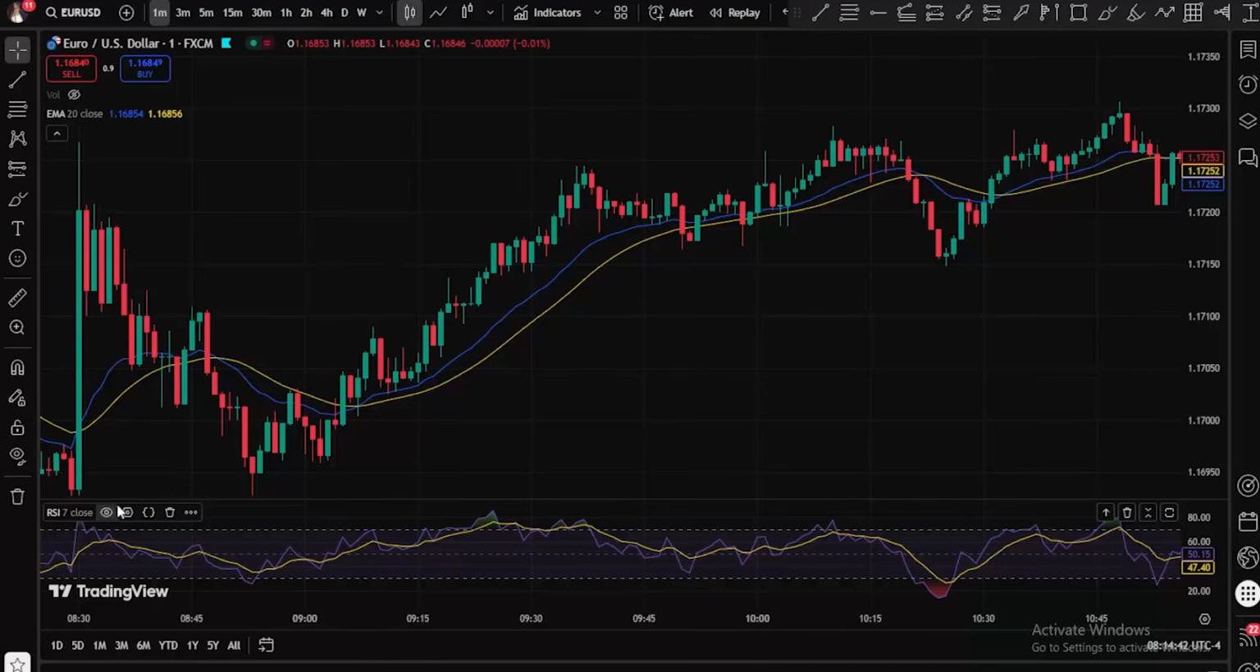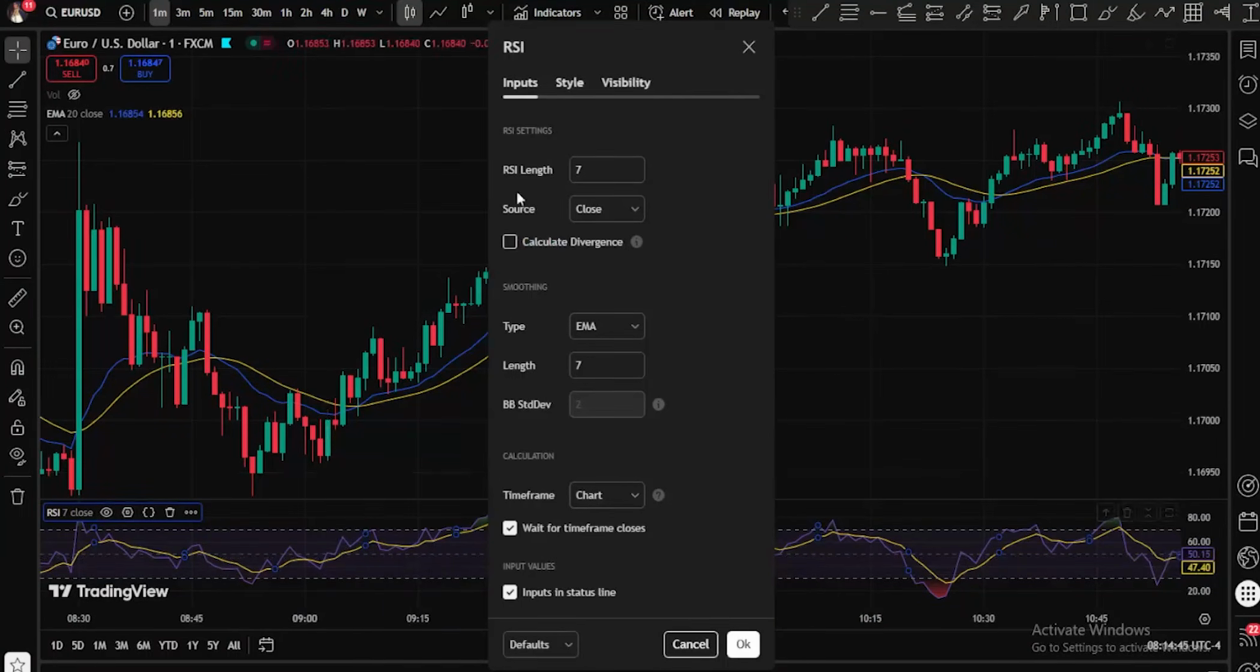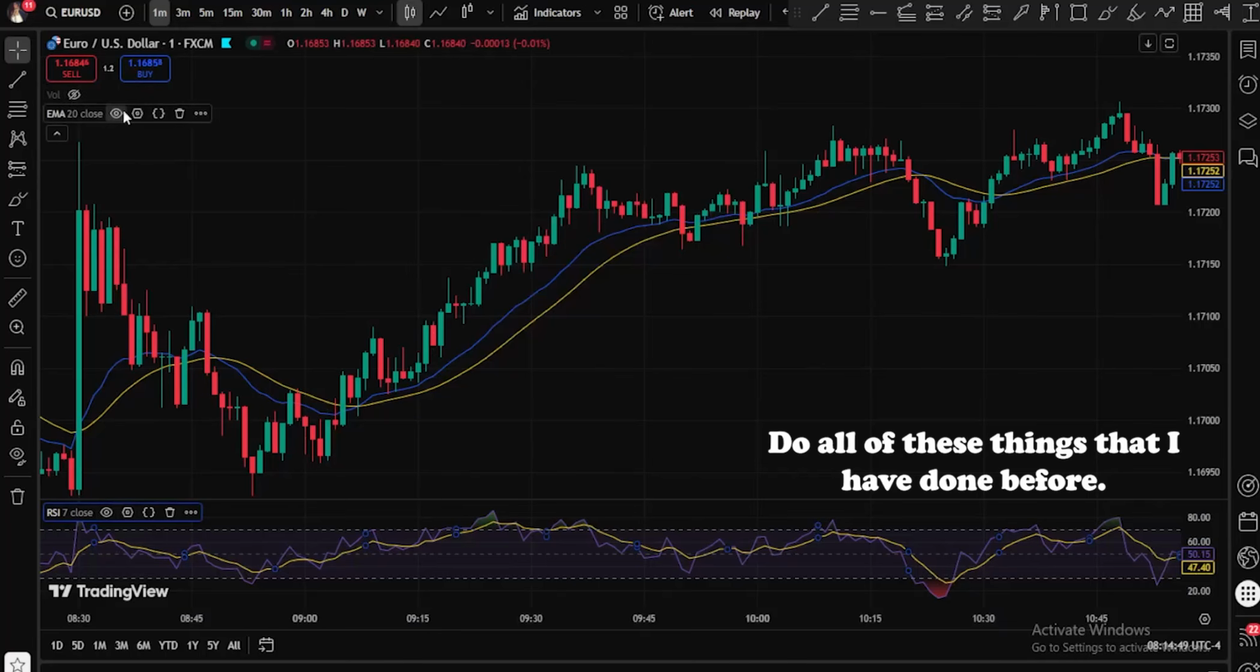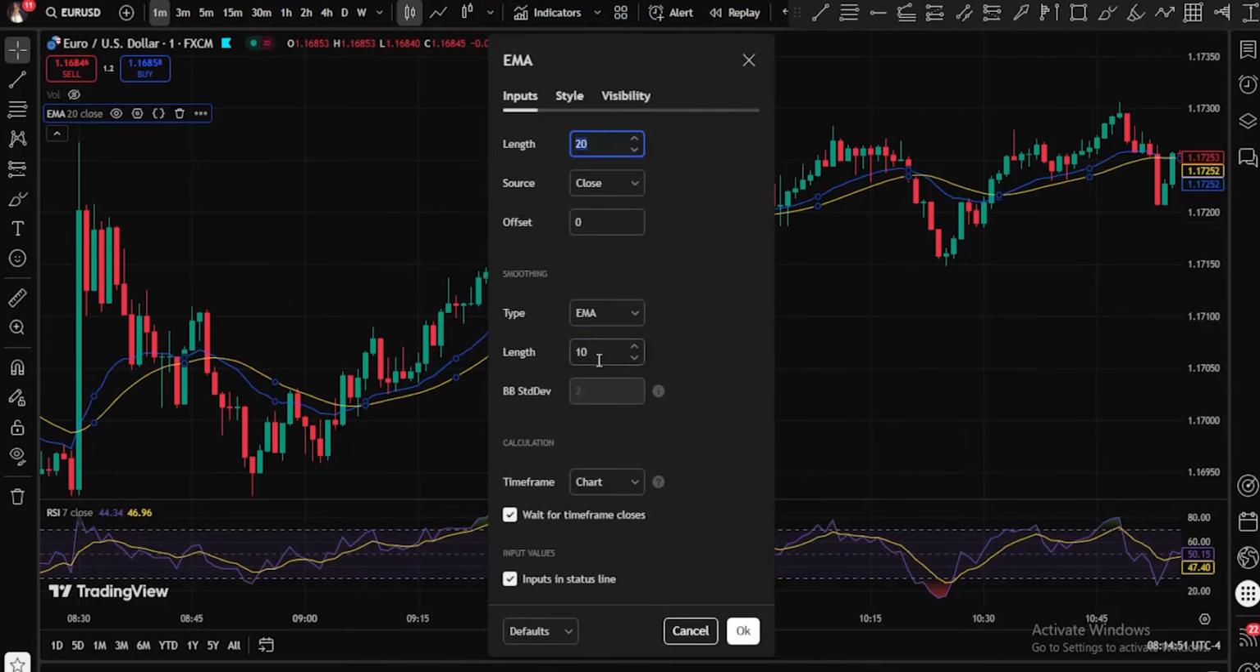1. First of all, set the chart to the 1-minute time frame. 2. Add the EMA indicator twice and set its periods to 10 and 20. 3.